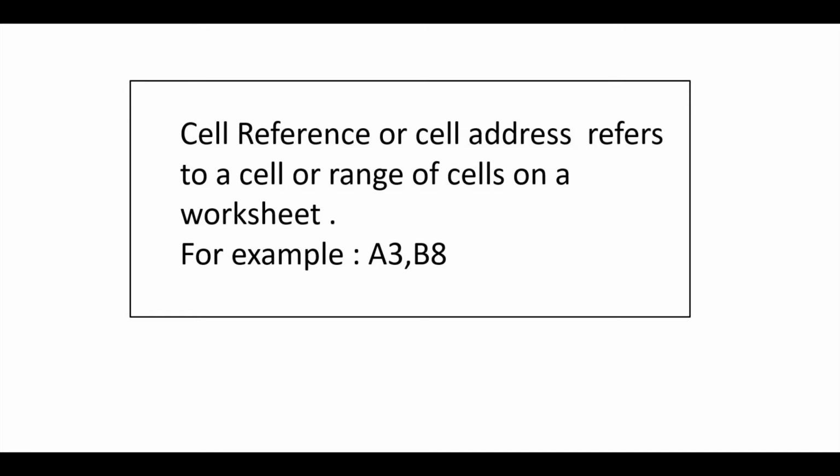Cell reference or cell address refers to a cell or range of cells on a worksheet and can be used in a formula. It is a combination of column letter and row number. For example, if I take A3, it will refer to a cell at the intersection of column A and row number 3, and if I take B8, it will refer to a cell at the intersection of column B and row number 8.